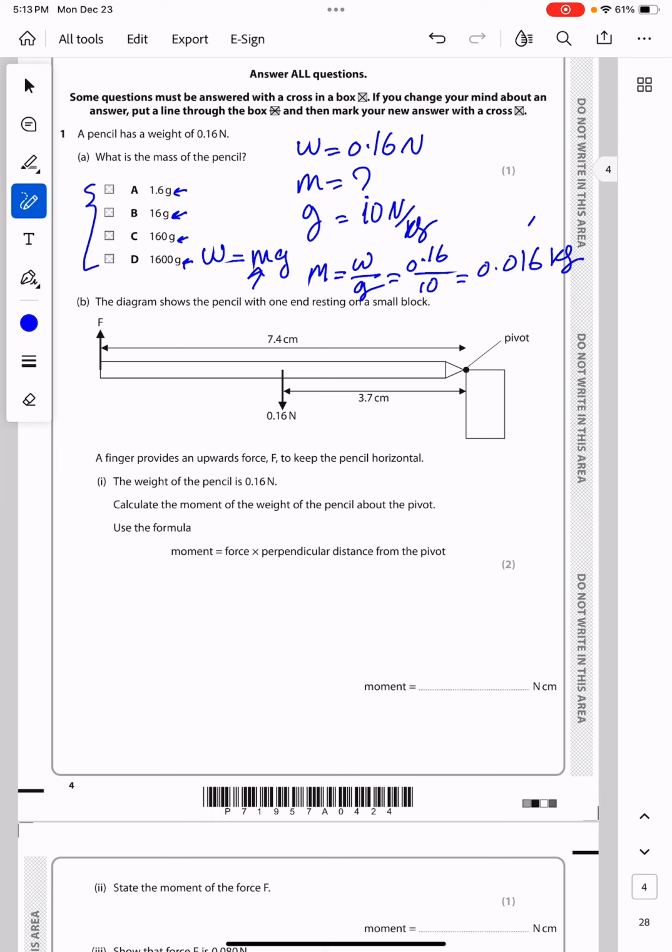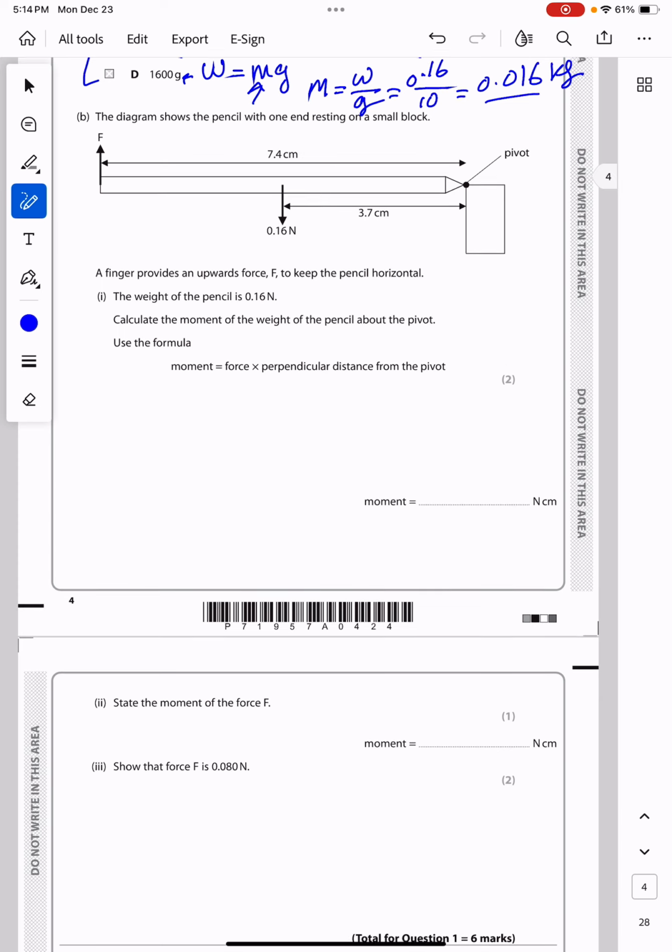But the thing is, you can see that all of the options are in grams. So we have to convert this into grams first, and then see which one can be applied. All you have to do is just times this by 1,000. So it's 0.016 times 1,000, because 1 kilogram is equal to 1,000 grams. And so it is 16 grams, which means that it is option B. That's a simple one, right?